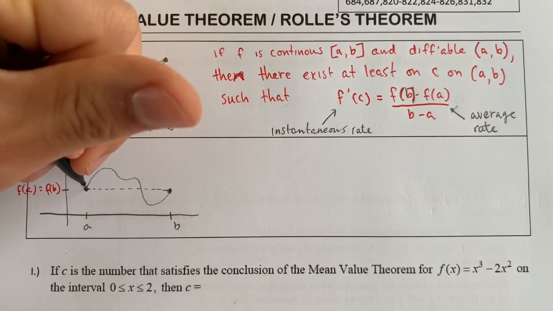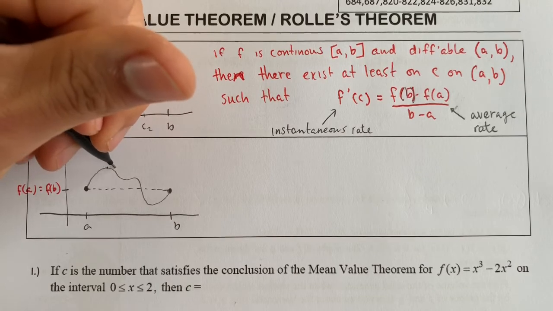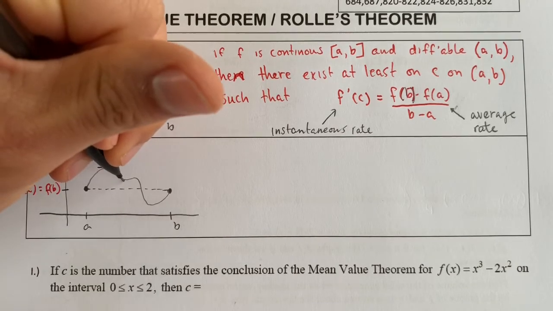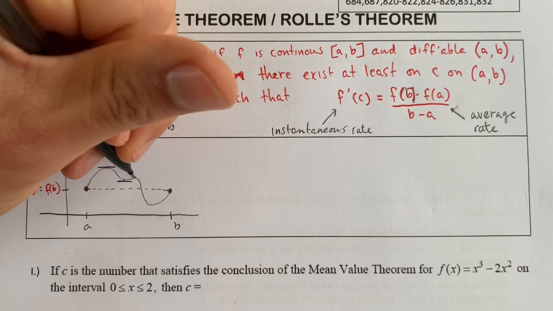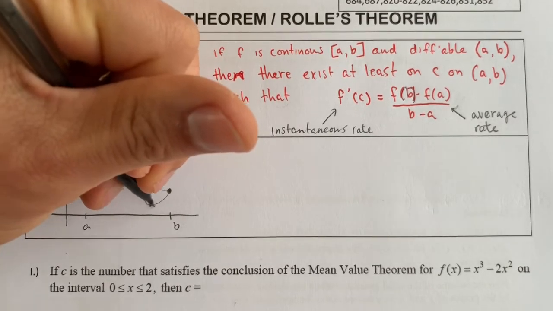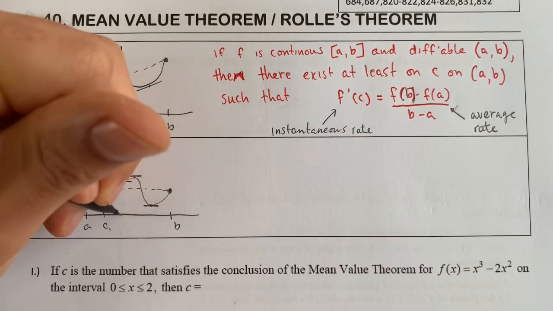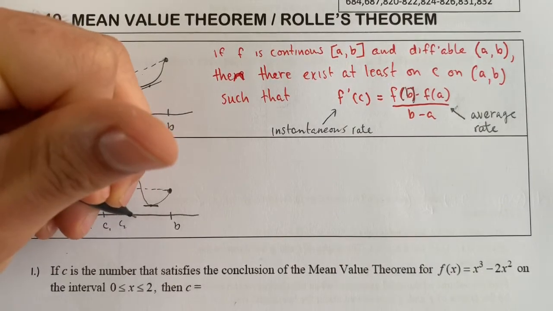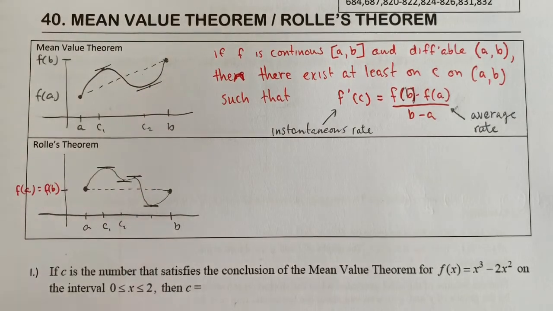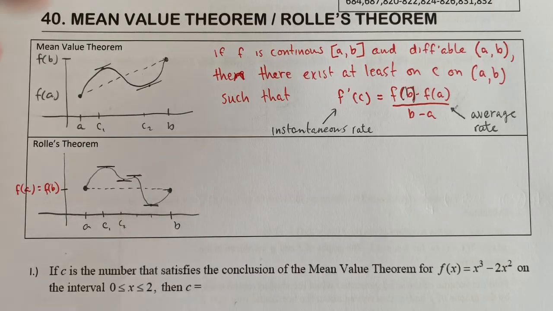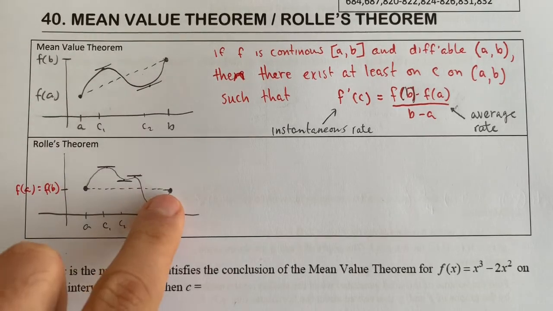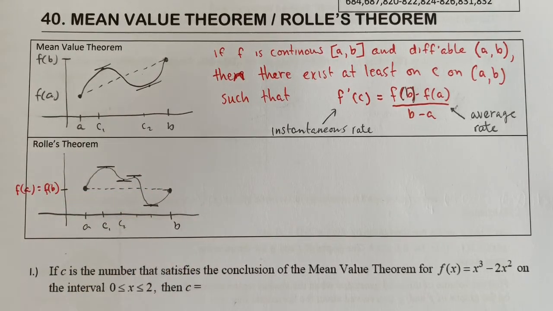And so if I look at the tangent lines, there must be at least one time, maybe more, in this case there's more, that also has a slope of 0. So there's a bunch of c values going on here, but there's got to be at least one value here. So Rolle's theorem is basically just the special case of the mean value theorem when the slope has to be 0.